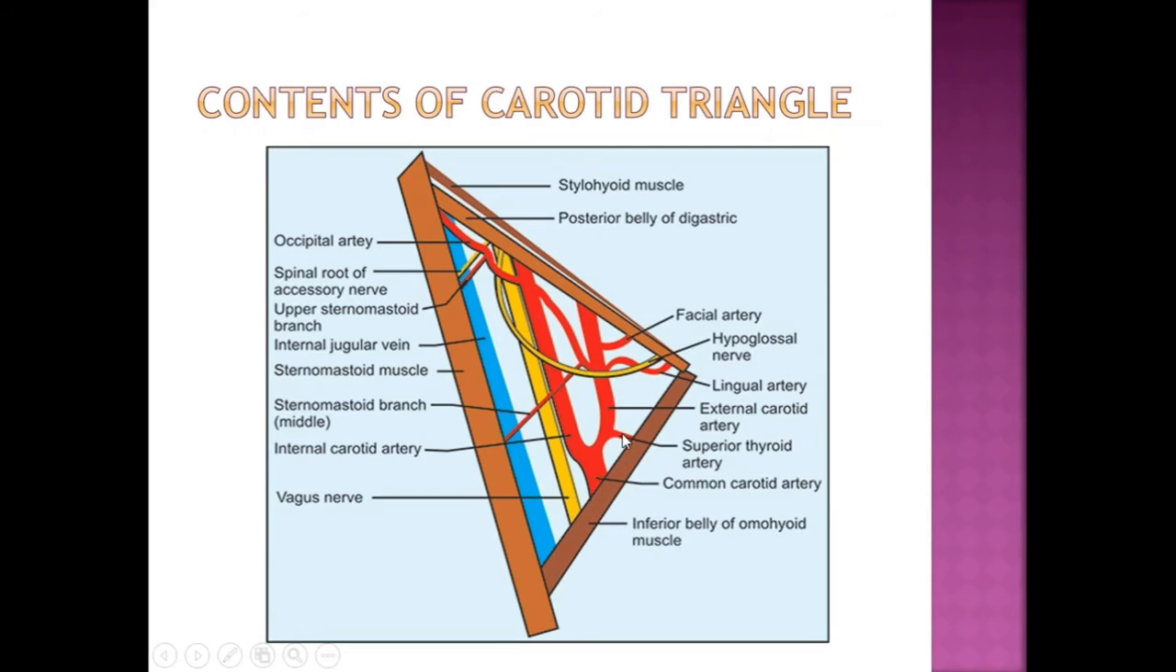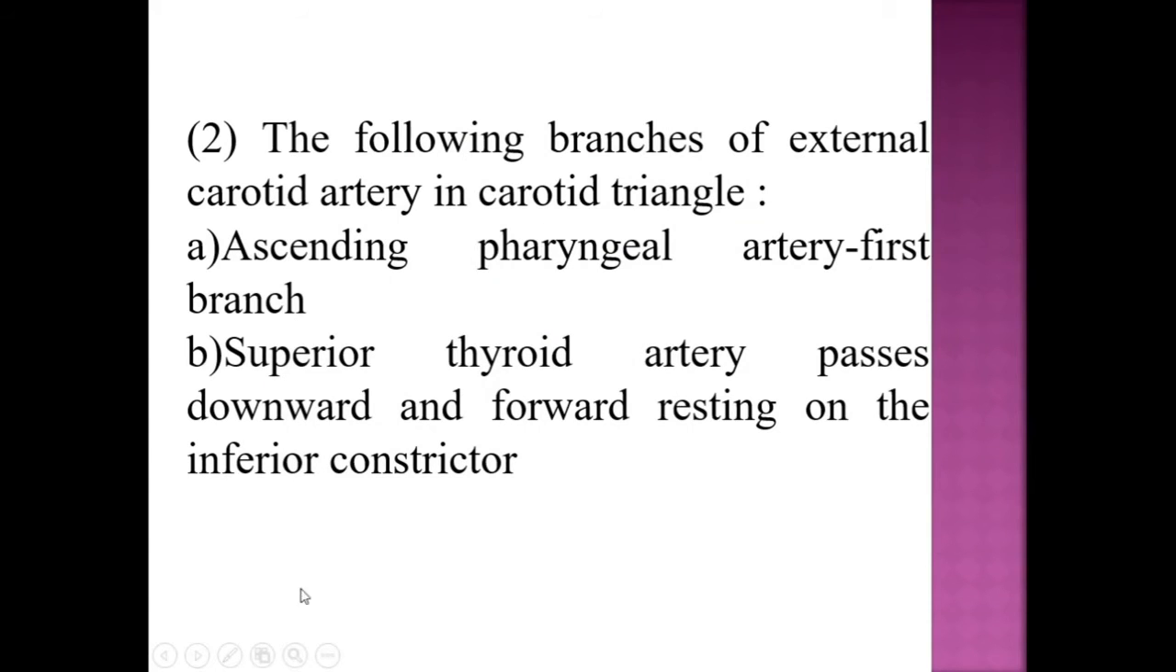You can see this: superior thyroid artery, lingual artery, facial artery, and this is the occipital artery. In this, one more branch is given, the ascending pharyngeal artery. So these are the five branches of the external carotid artery in the carotid triangle. We will see these arteries one by one.